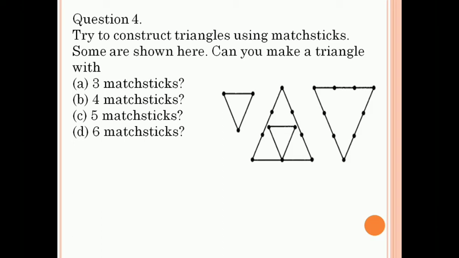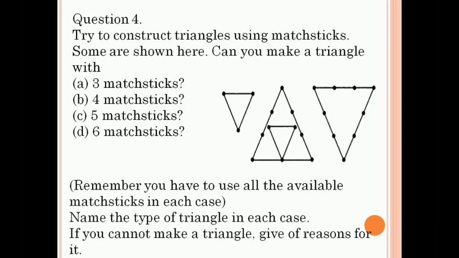Instead of only drawing a diagram, you have to stick the matchsticks to show the triangles. Remember, you have to use all the available matchsticks in each case. Name the type of triangle in each case, and if you cannot make a triangle, give a reason for it. Now here is the solution, how you will solve this question.